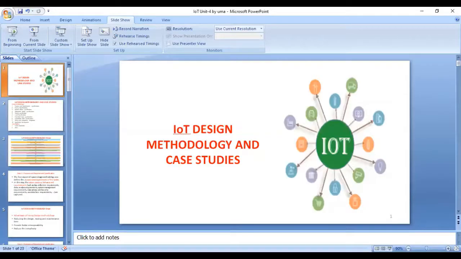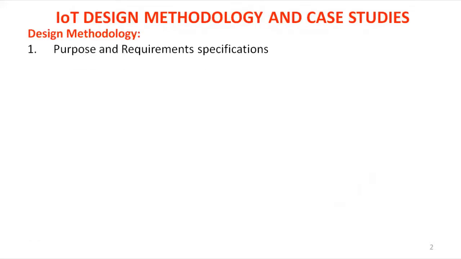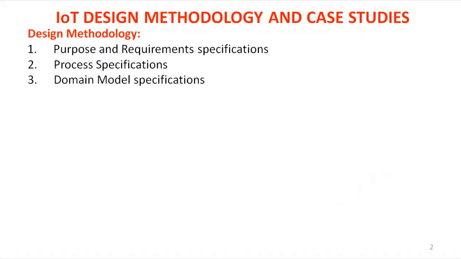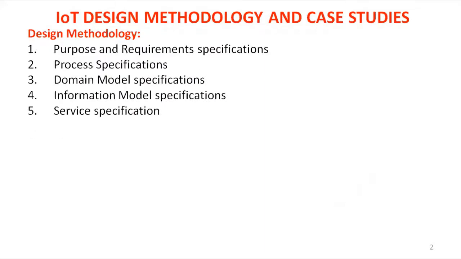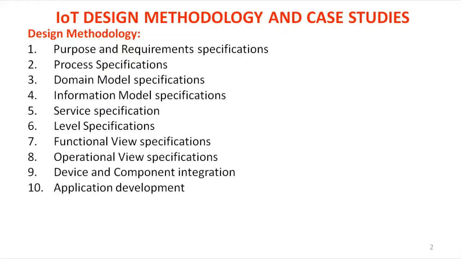Okay, in this session, you are going to know about the IoT design methodology. What is an IoT design methodology? The IoT design methodology consists of different steps. The first step is purpose and requirement, and then the second one, process specification, domain model specification, information model specification, the service specification, level specification, and then functional, operational, device and component integration, and application. Those are all the different things.